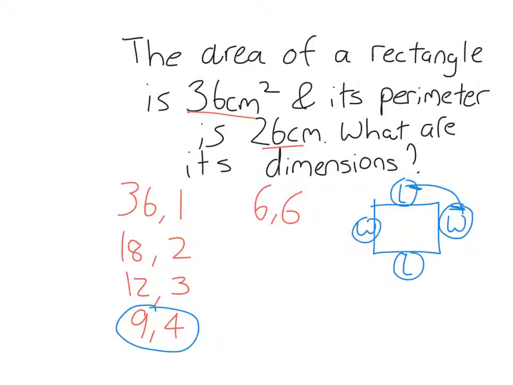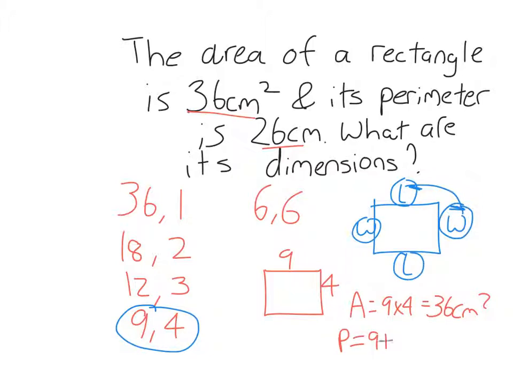If I had a rectangle that was 9 by 4, the area would be 9 times 4, which is 36, so that's easy. The perimeter will be 9 plus 4, which is 13, plus 9 plus 4, which is 26 centimeters. So the dimensions of the rectangle will be 9 centimeters and 4 centimeters. It doesn't really matter which you call the length and which you call the width.